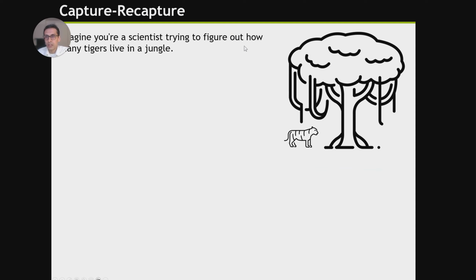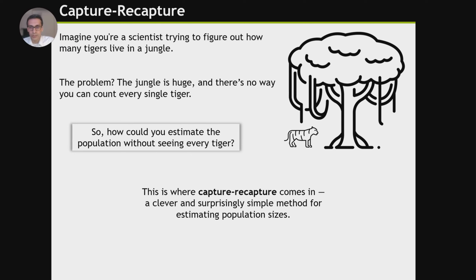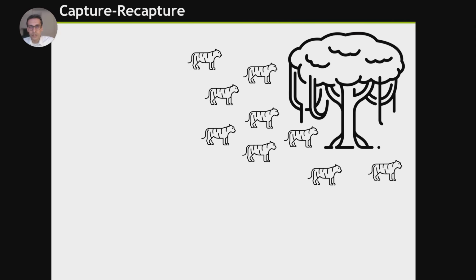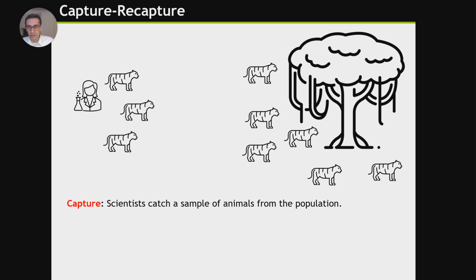So let's say you are a scientist trying to figure out how many tigers live in the jungle. Obviously you can't capture every single one, and they might be quite difficult to capture because they might be quite elusive. So we're going to use Capture Recapture. First thing you might do is capture some tigers. The number of tigers you capture will depend on individual situations, but in this case, let's assume you've captured 3 of them. What you're then going to do is mark them.